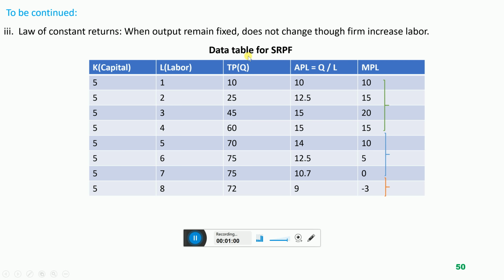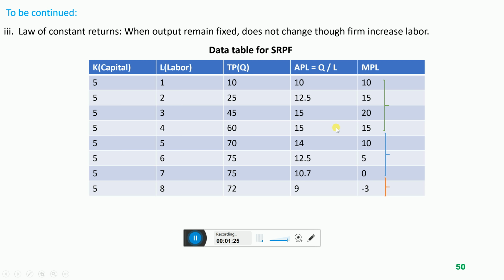This is the data table for the short-run production function, and the green bracket represents the first stage of production, which is starting from the first labor and ending at the fourth labor. So at fourth labor, total output produced is 60 units. APL of the company is 15. This is equal to the MPL of the company, which is also 15.